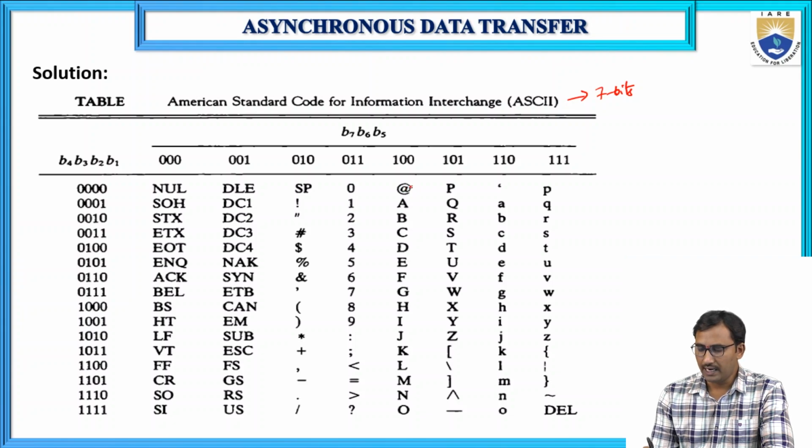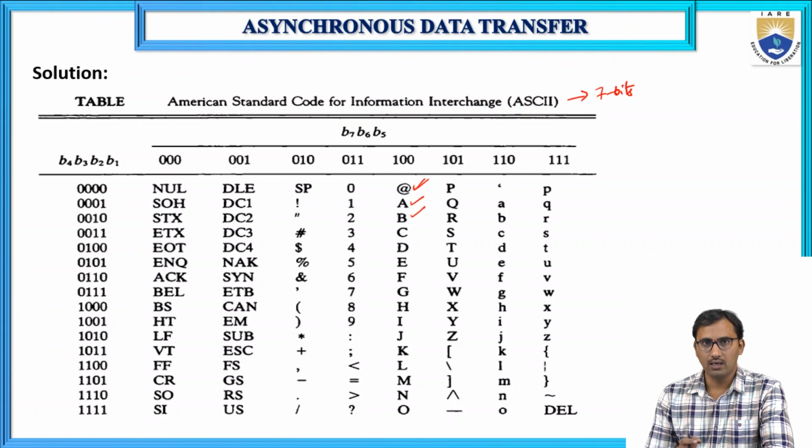Suppose the at the rate symbol is there. We represent it using 0000001. So if you write B1, B2, B3, B4, B5, B6, B7, total 7 bits are there, in the order from B1 to B7. So 0000001 is the ASCII code for the at the rate symbol. Similarly for capital A, capital B. So these are all the various ASCII codes for different letters and special symbols.